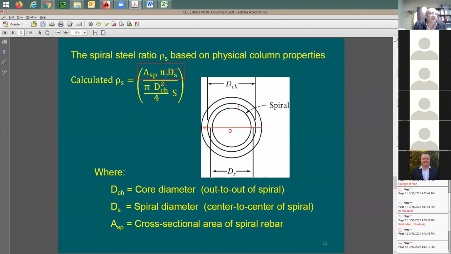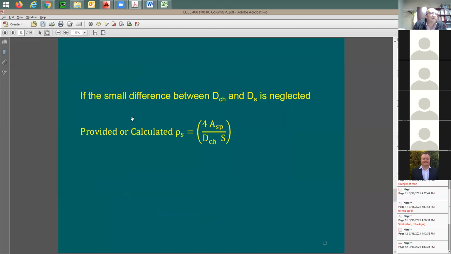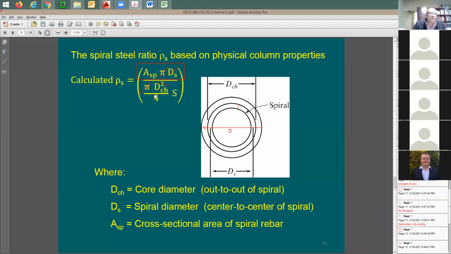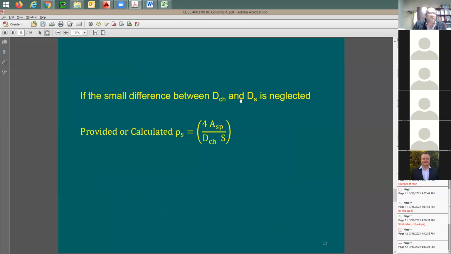And you can cross out the pi and the pi, right? Now let's look at how the equation is going to look. It's going to be 4 Asp for the spiral divided by Dch divided by s. So we're taking this: ds is going to be very close to Dch of the concrete core because there's a very small difference between the two. So now this is going to be the calculated volumetric ratio.